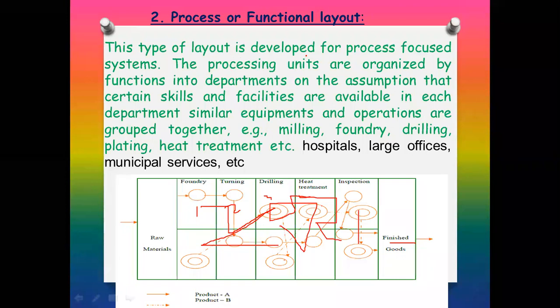This type of layout is developed for the process focused systems. The processing units are organized by the functions in the departments, and the assumption that the certain skills and facilities are available in each department, similar equipments and operations are grouped together. Example, milling, foundry, drilling, heat treatment, etc. Hospitals, large offices, municipal services come under this category. So the simple example is hospital, large offices, municipal services, like this.